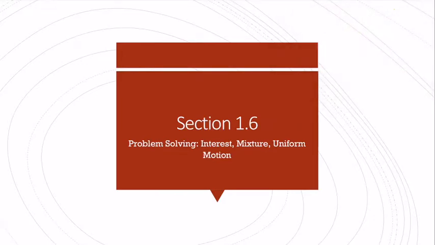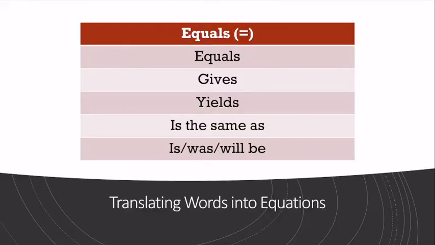Right, so section 1.6 covers problems involving interest, mixture, and uniform motion. So you guessed it, those are going to be word problems. So the first thing I want to give us is a little breakdown of how to translate words into equations. The first thing we need to talk about is equals.